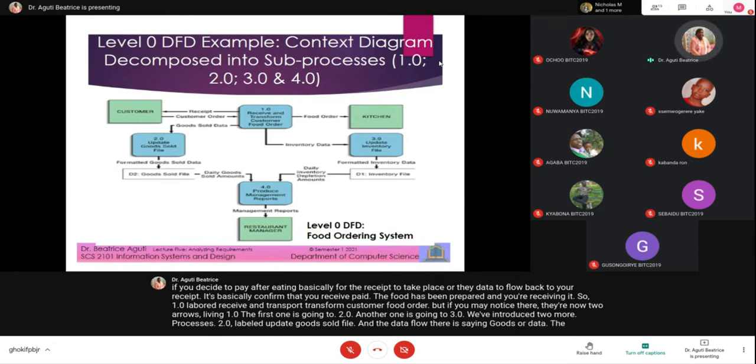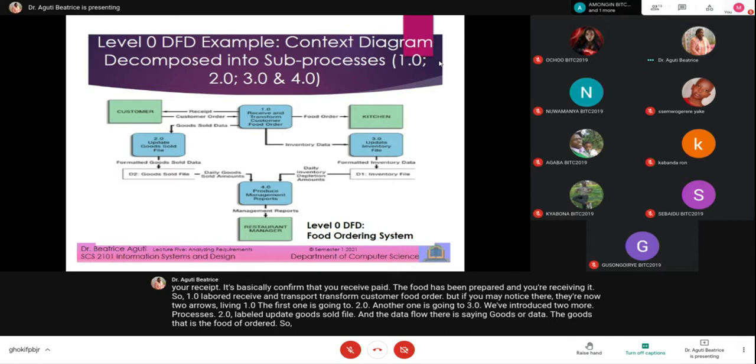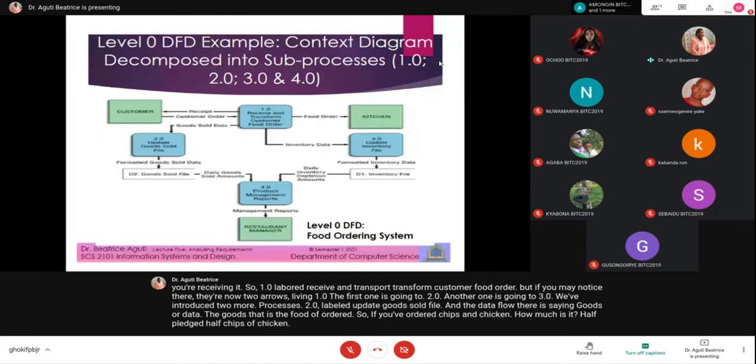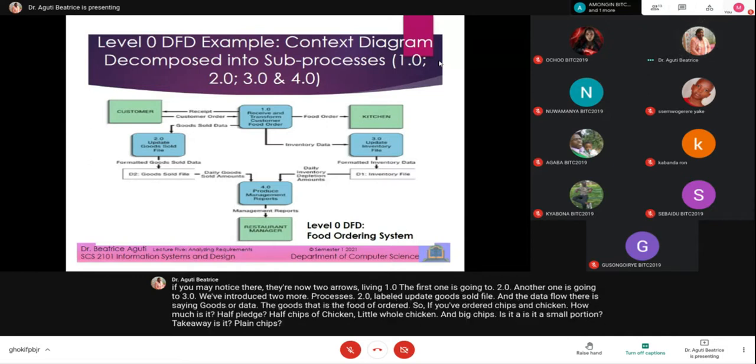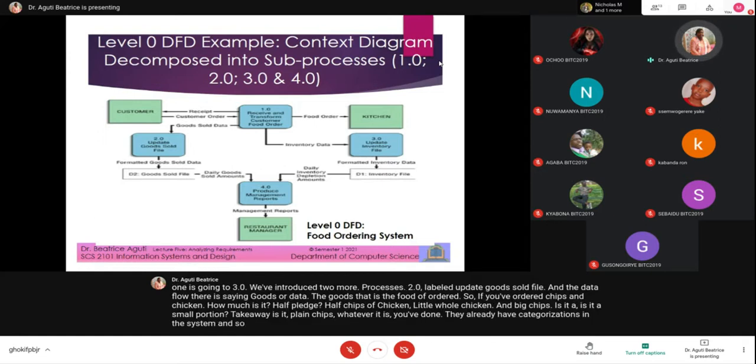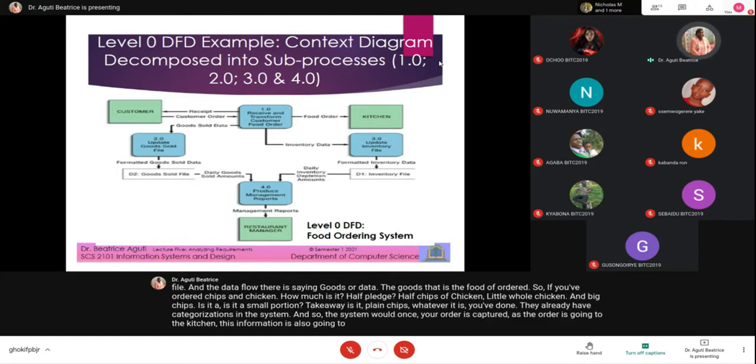The goods there is the food you've ordered. So if you've ordered chips and chicken, how much is it? Half plate, half chips, half chicken? Is it a whole chicken and big chips? Is it a small portion takeaway? Is it plain chips? Whatever it is you've done, they already have categorizations in the system. And so the system would, once your order is captured, as the order is going to the kitchen, this information is also going to update the goods sold file.